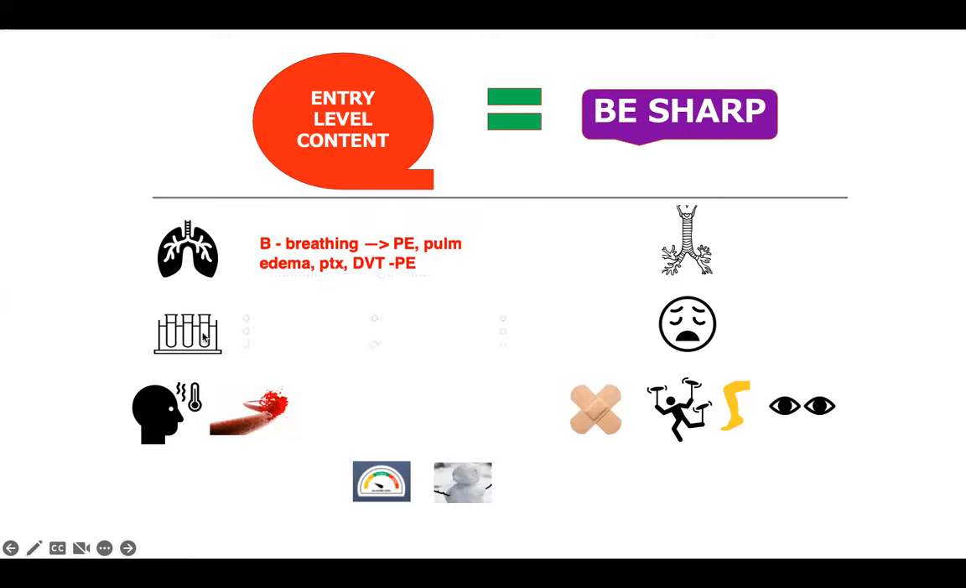Then the E is the electrolytes. There are a few electrolytes that control your body's homeostasis: your calcium, your magnesium, potassium, and sodium. When these levels are low or high, you should be very careful, because they're going to cause a problem. And so when you see those answer choices, look at them twice.